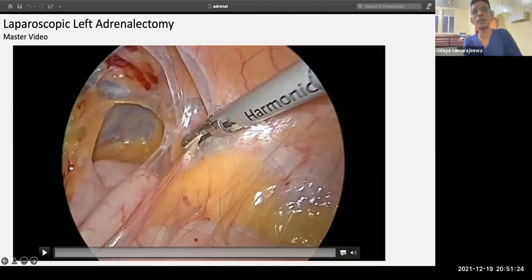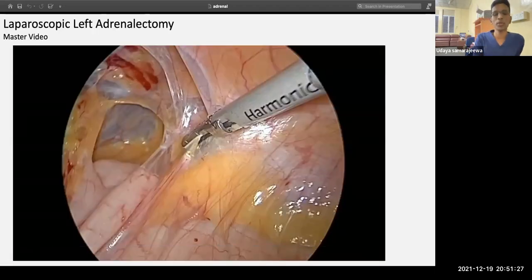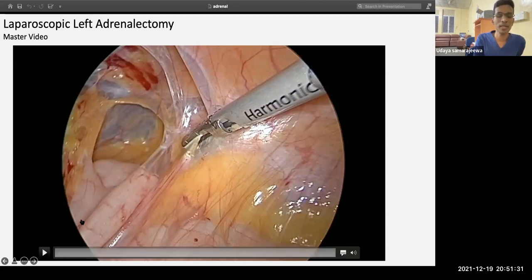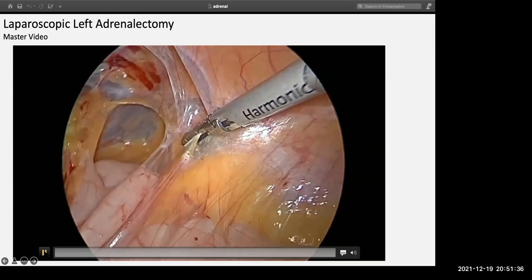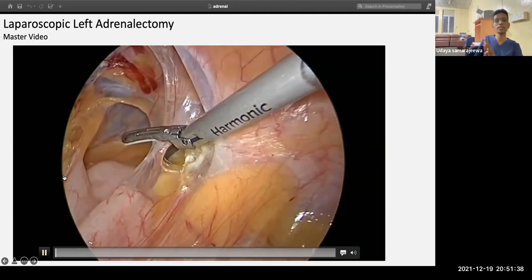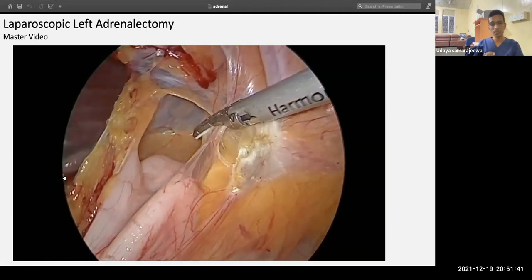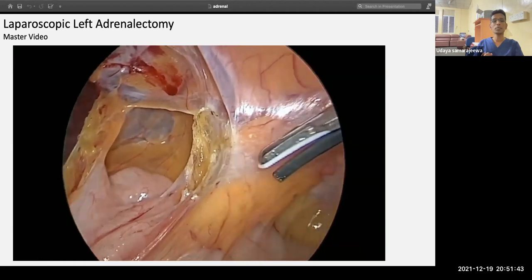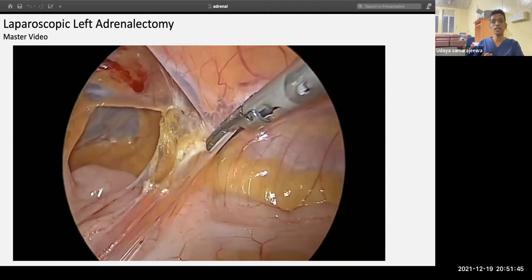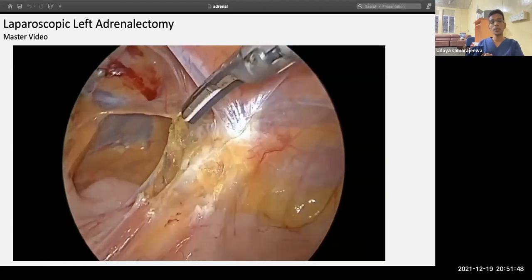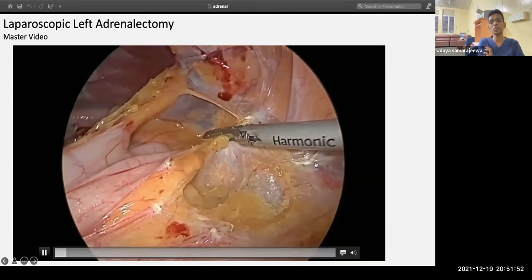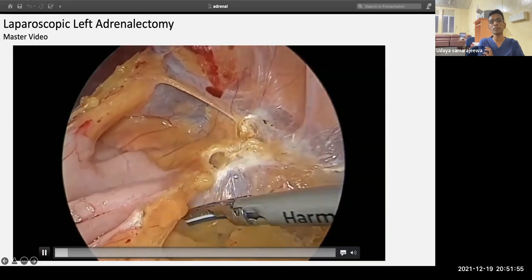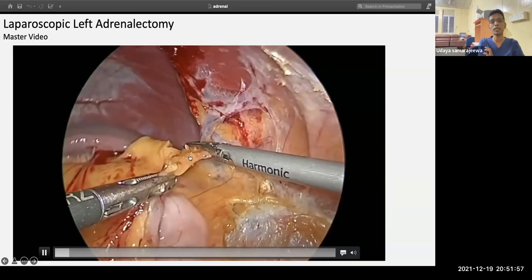So we will see a short video showing the key steps of left adrenal. This is actually a surgery for adrenal cyst. So I will start playing the video, and you can see once we entered, the first step is actually mobilizing the splenic flexure. And here it's really important, trainees, you should identify the avascular plane here, because if you stick into that plane, there will be less blood loss.